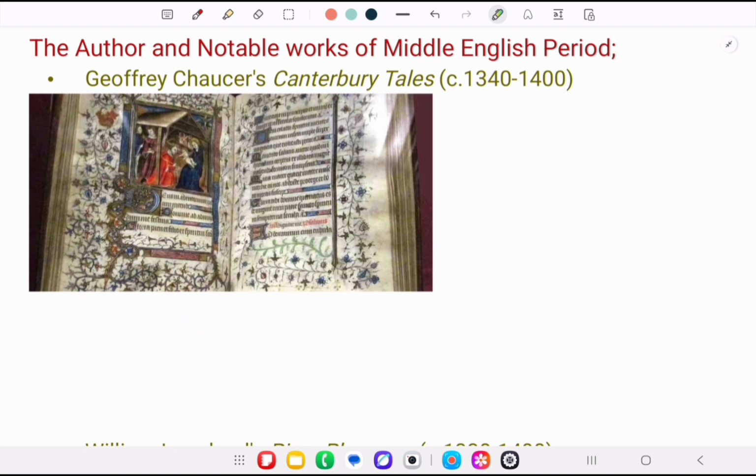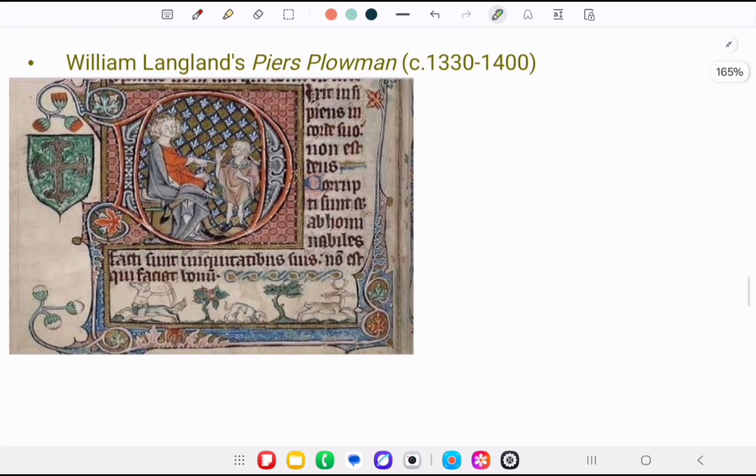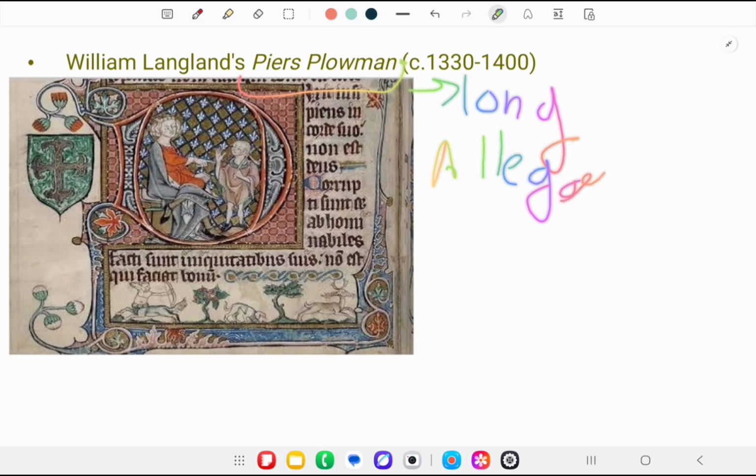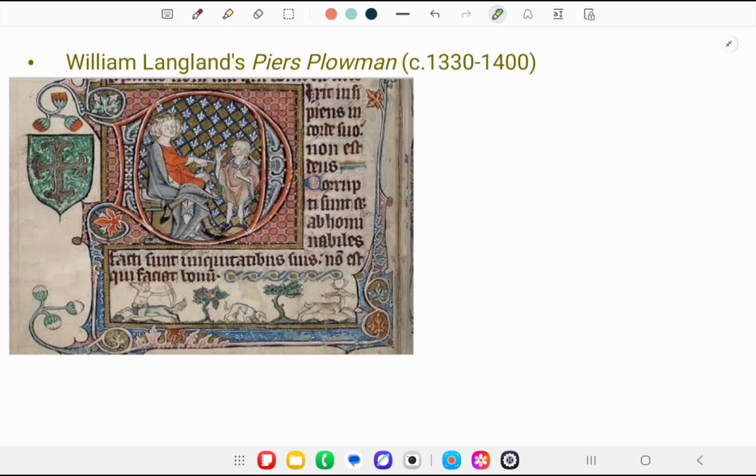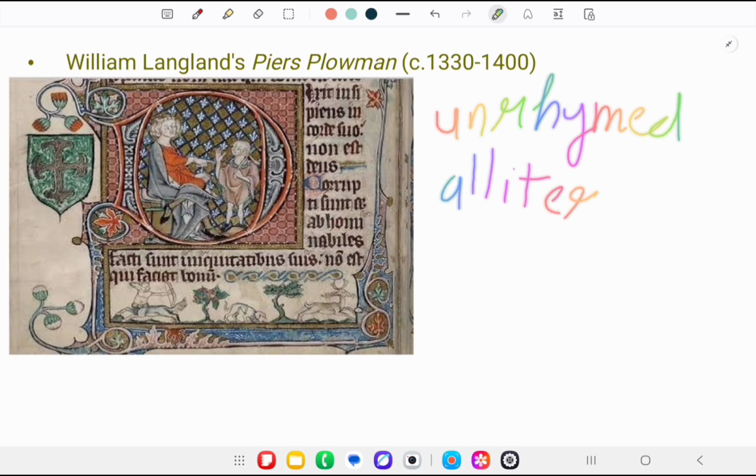And next one is William Langland, credited with writing Piers Plowman, a long allegorical dream vision poem, written in unrhymed alliterative verse.